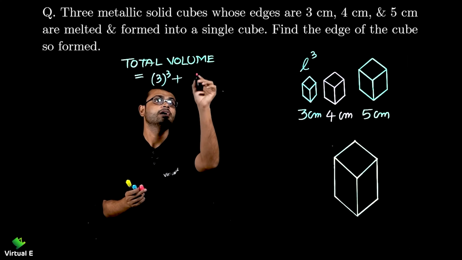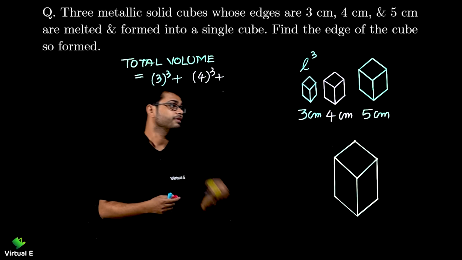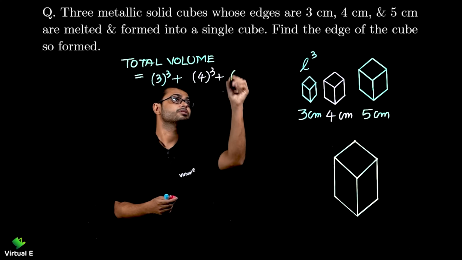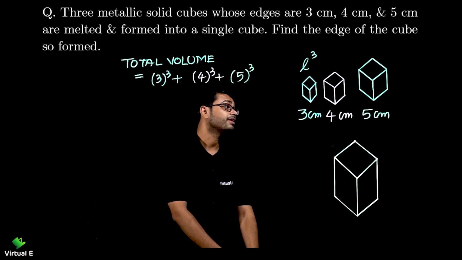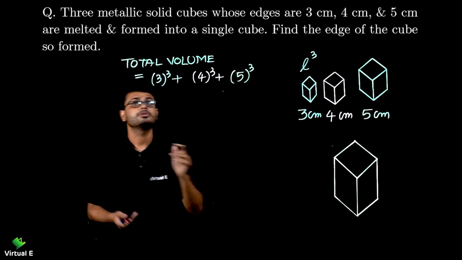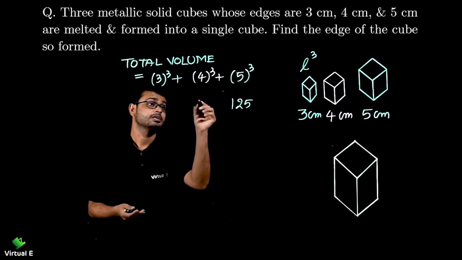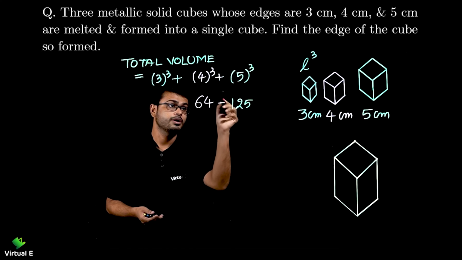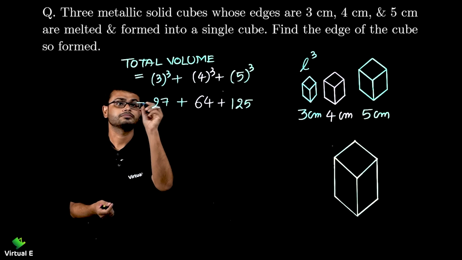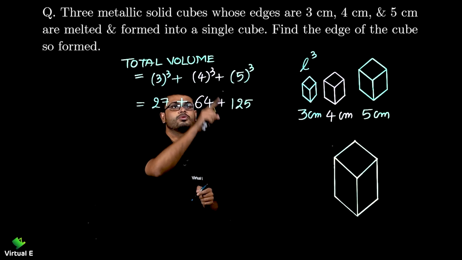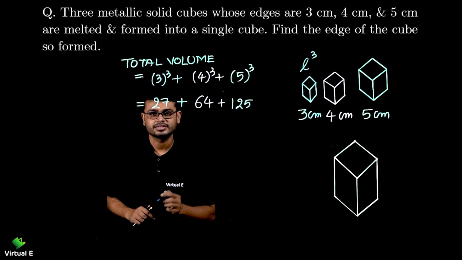Then go for the 4 cube. And the last one is what? We have 5 cube. Simple. Now let's simplify and get the answer. So here it will be 125. Then here 64. And the last is 27. Don't write 3 3s are 9, 4 3s are 12 and 5 3s are 15. Do some other mistake, not that one. So let's add it, simple addition.